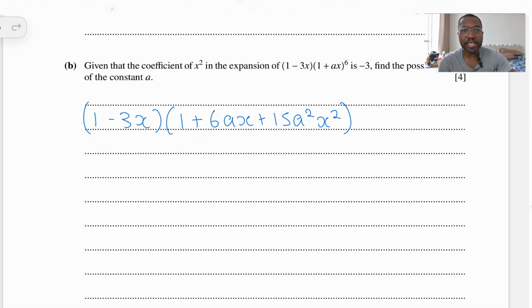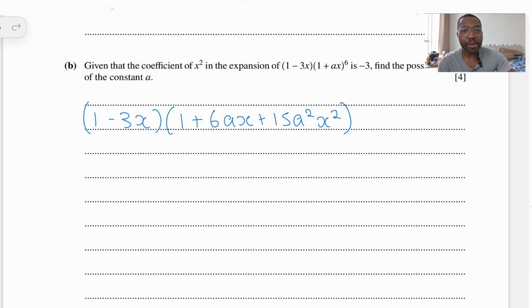But again, that doesn't give us an x squared coefficient. What will is if we times that 1 by the 15a squared x squared. Now, same with the minus 3x. We can times by 1, but that'll just give us a minus 3x. We can times by the 15a squared x squared, but that'll give us a minus 45a squared x cubed.